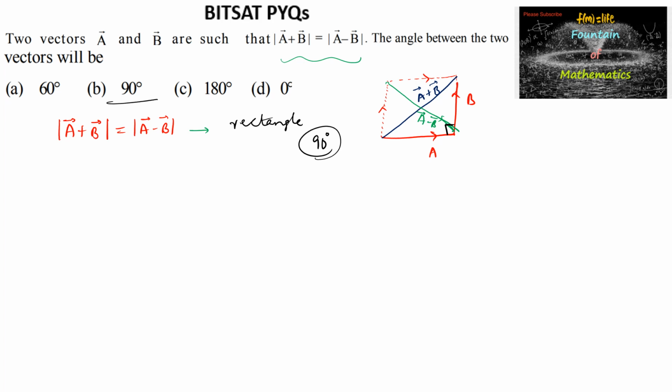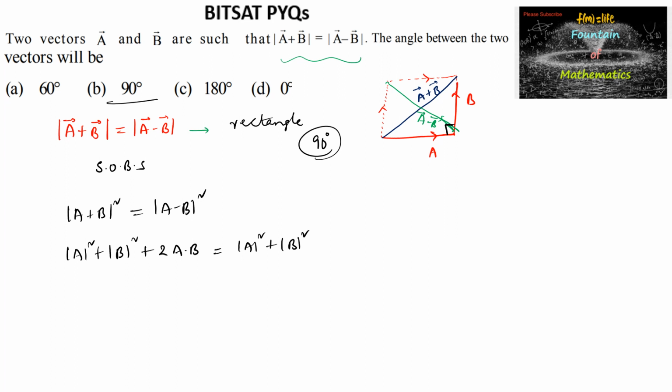Let us verify mathematically by squaring both sides. Mod of A plus B whole square is equal to mod of A minus B whole square. So we can write mod A square plus mod B square plus 2 times A dot B is equal to mod A square plus mod B square minus 2 times A dot B. Mod A square on both sides gets cancelled, and mod B square also. So here 2 times A dot B and here minus 2 times A dot B, bringing to one side we get 4 times A dot B is equal to 0.